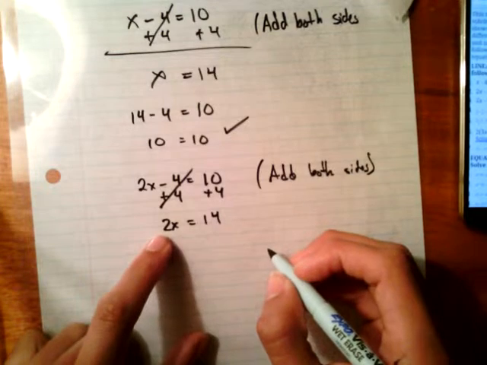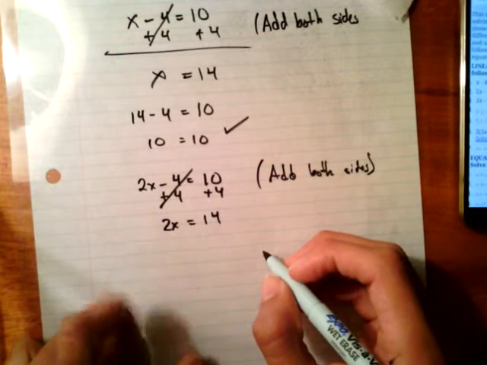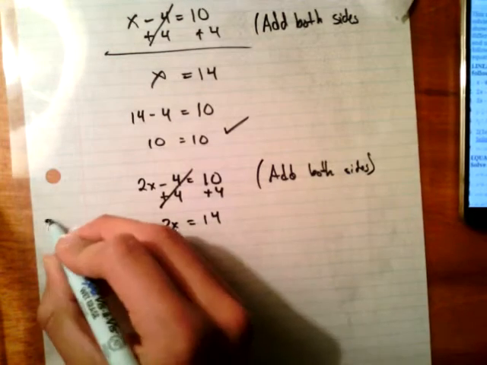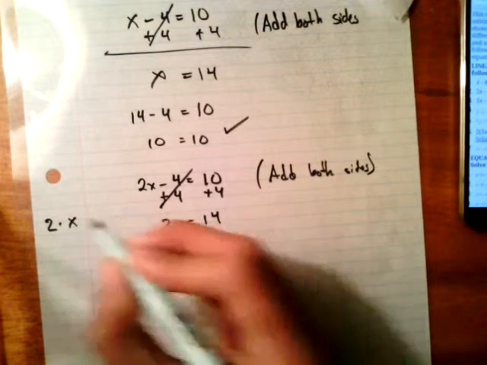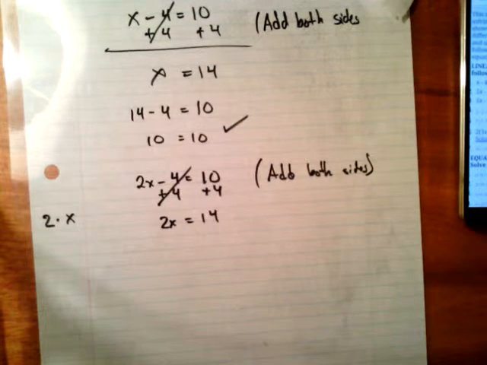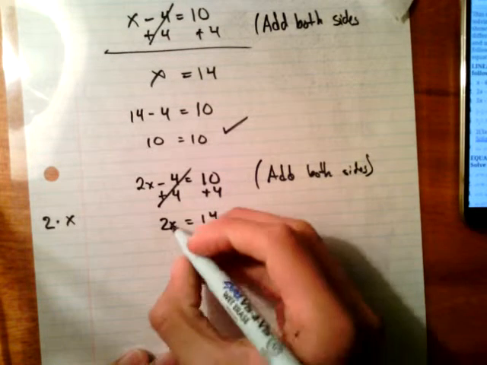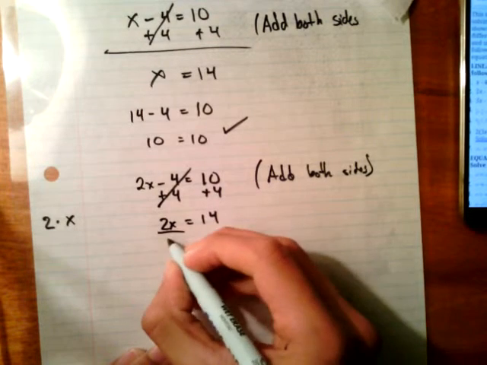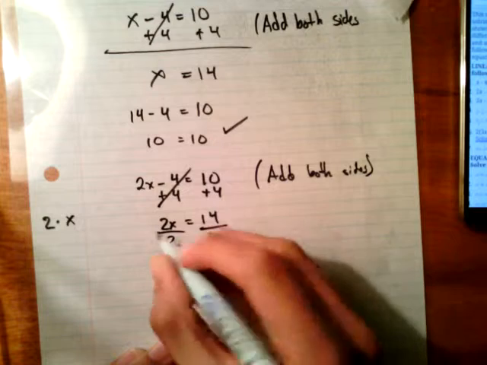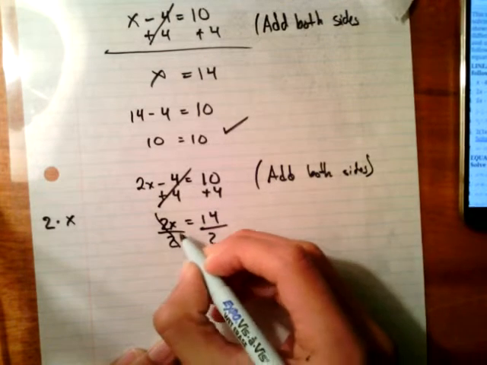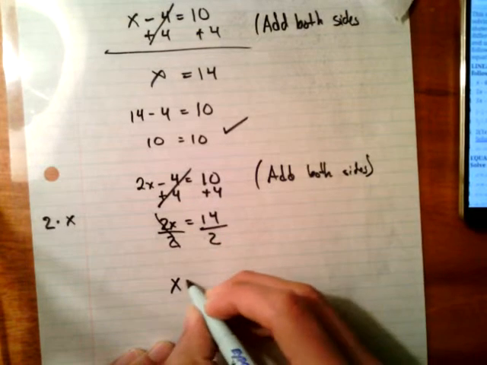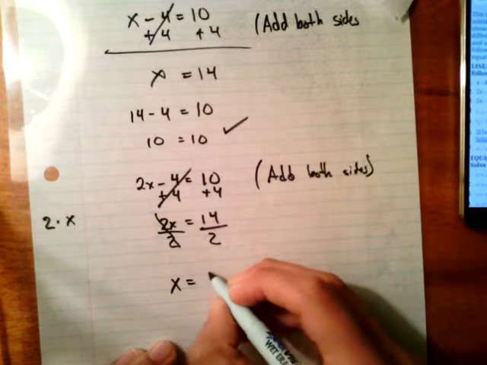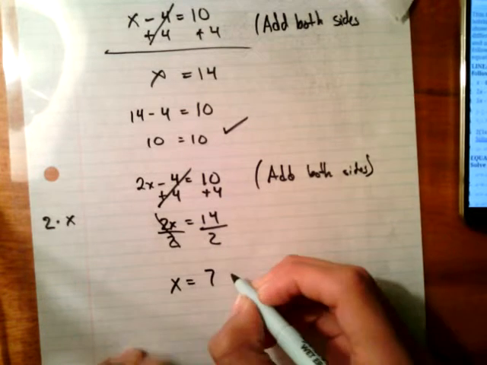Now, this 2 is being multiplied to this x. So this could be viewed as 2 times x. So we want to get rid of this 2 in order to have the variable by itself. So what we're going to apply next is the division equality tool. So we will divide both sides by 2 in order to get this to cancel out so that we have our x by itself. 14 divided by 2, that is 7.